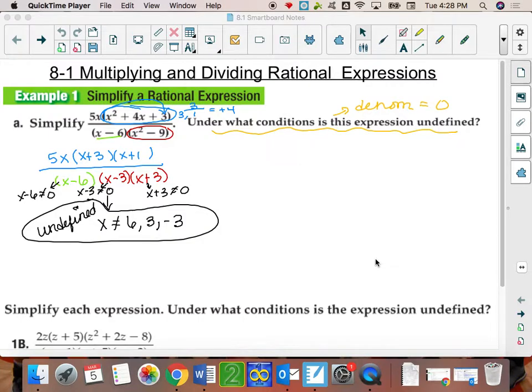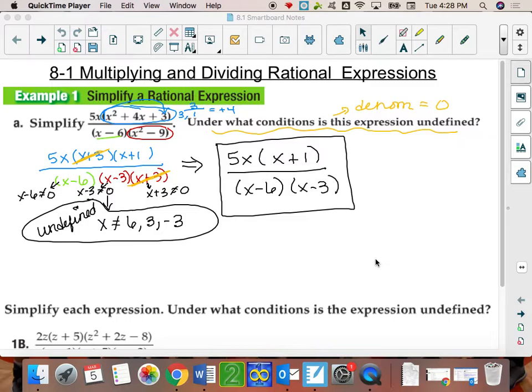Now we're going to simplify where we can. Things that are the same, top and bottom, we're going to cancel out. So this x plus 3 and this x plus 3 cancel out. And remember, binomials are married, so I can't cancel this x right here with this x right here because it is married with this x minus 6. If there's nothing else left to cancel, I just write my final answer in simplified form. So I have 5x times the quantity x plus 1 over the quantity x minus 6 times the quantity x minus 3. And there is my answer in simplified form.